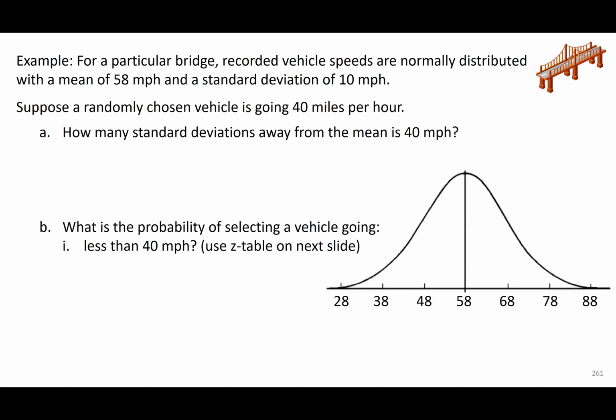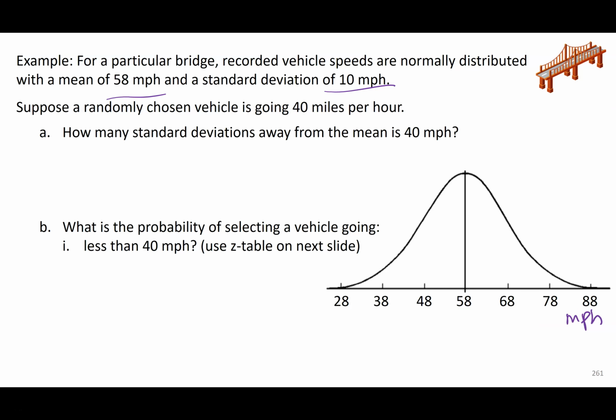So we're back to the bridges. I warned y'all, we really like these bridges. We have vehicles driving on this bridge with normally distributed speeds, with a mean of 58 miles per hour and a standard deviation of 10. It just means that it's centered at 58, and each of these tick marks is 10 away.